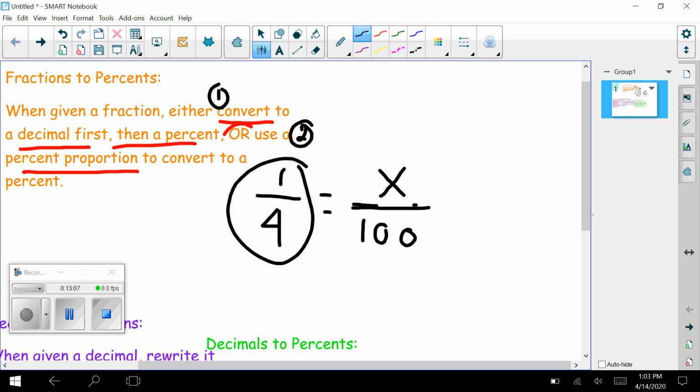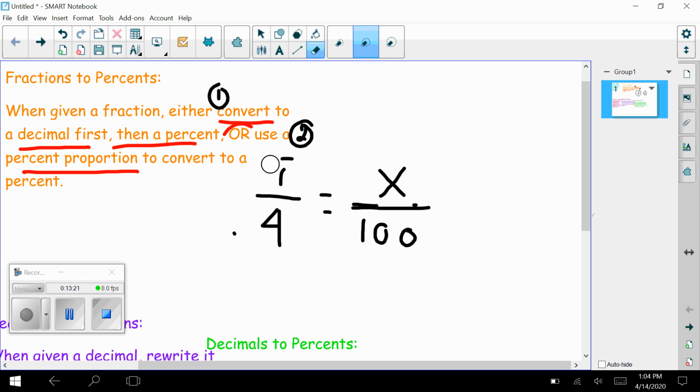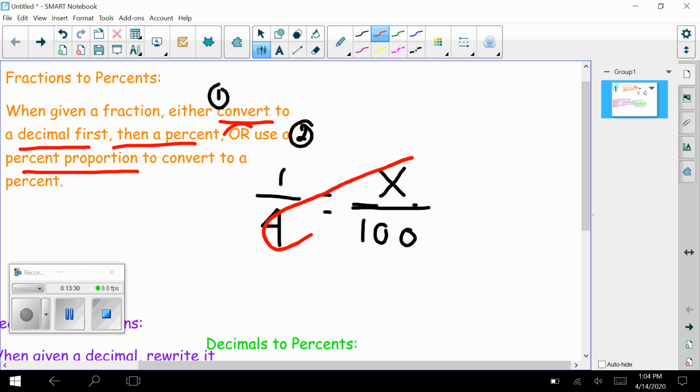And if you remember from your ratios and proportions unit with Mr. Wenz, what we do here, let's see if I can erase this. What we do here when we have two fractions set equal to each other with an unknown, which is x, we are going to cross multiply.